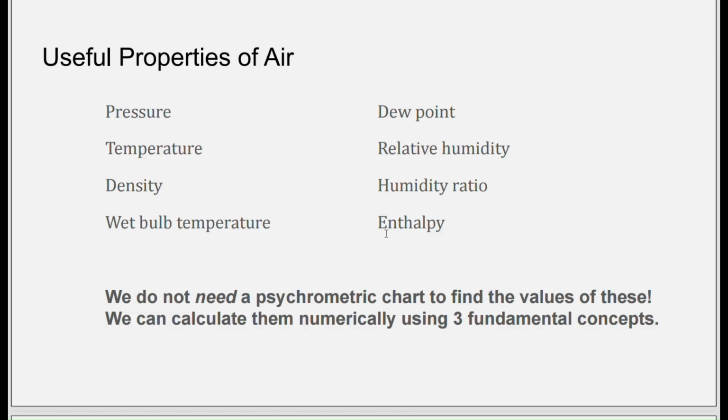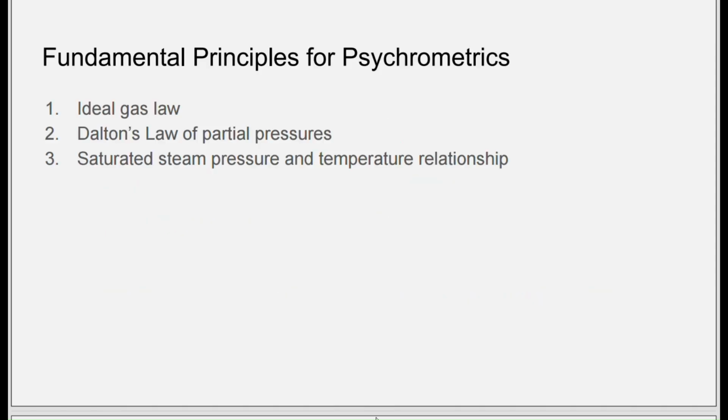We can derive these and calculate them ourselves as long as we know 3 fundamental concepts, which we'll get into now. Those 3 things are the ideal gas law, Dalton's law of partial pressures, and being able to calculate saturated steam properties as a function of pressure or temperature. So if I know a temperature, what's my saturated steam pressure, and vice versa. As long as we know these 3 things, then we can calculate all psychrometric properties.